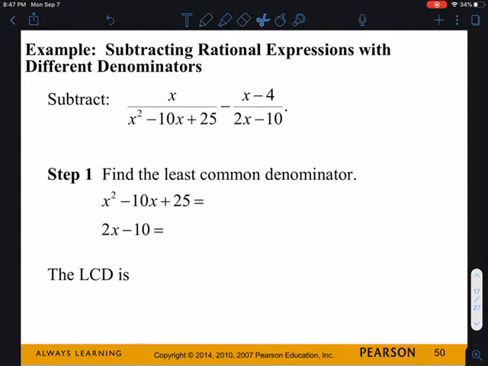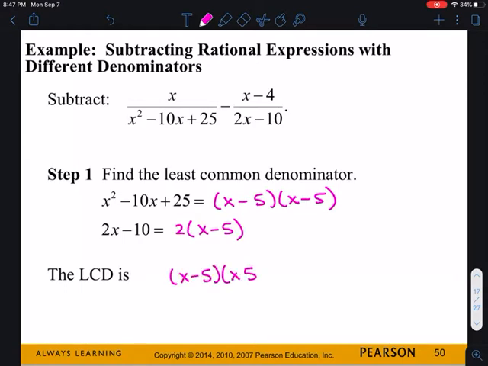That means we need to look at each denominator and factor them. The first denominator, x squared minus 10x plus 25, is a perfect square. We'd have an x minus 5, and I'm just going to write it out side by side as another x minus 5. If I look at my second denominator, I have a 2x minus 10. What's in common is a 2, and we're left with an x minus 5. So we can clearly see we have an x minus 5 in common.